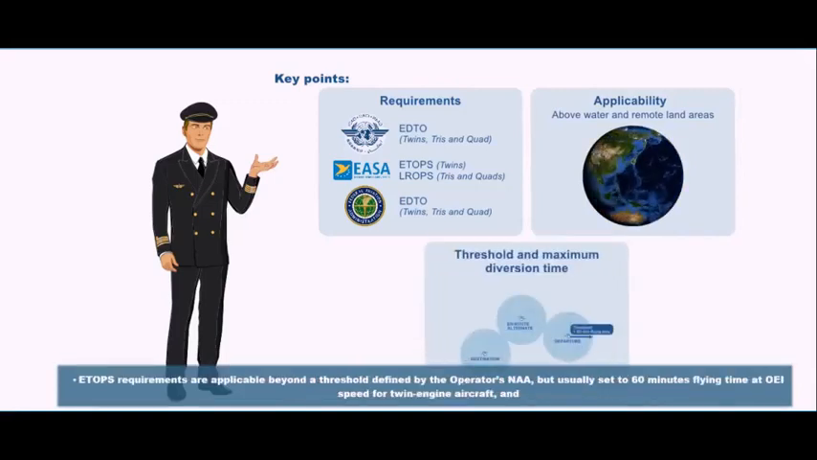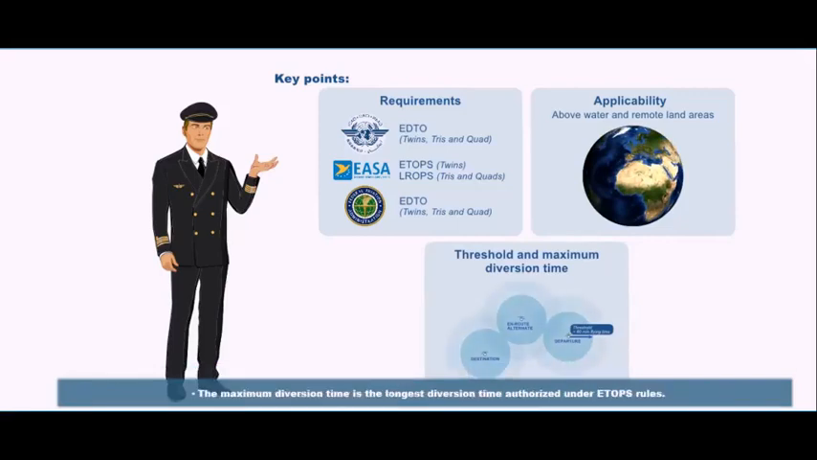ETOPS requirements are applicable beyond the threshold defined by the operator's NAA, but usually set to 60 minutes flying time at OEI speed for twin-engine aircraft, and the maximum diversion time is the longest diversion time authorized under ETOPS rules.